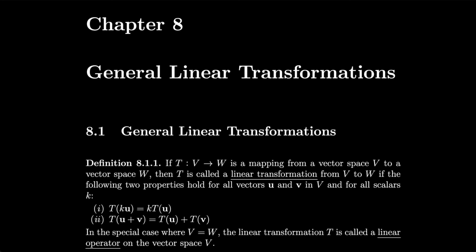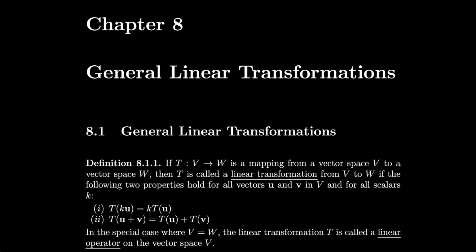Chapter 8, General Linear Transformations, Section 8.1, General Linear Transformations. If T from V to W is a mapping from a vector space V to a vector space W, then T is called a linear transformation from V to W if the following two properties hold for all vectors u and v in V and for all scalars k. T of ku has to equal k times T of u, so you need to be able to pull out constants. And T of u plus v has to be T of u plus T of v, so you have to be able to separate addition.